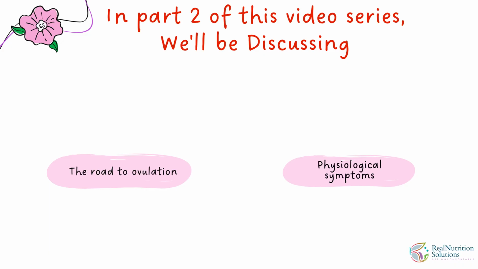In part 1 of this series, we discussed what is the menstrual cycle, what is a normal cycle, and the hormones that are involved during the menstrual cycle. In this video, we'll be pulling all the information we have learned so far as we discuss the hormonal changes that occur on the road to ovulation and the physiological signs and symptoms you may experience during this phase.